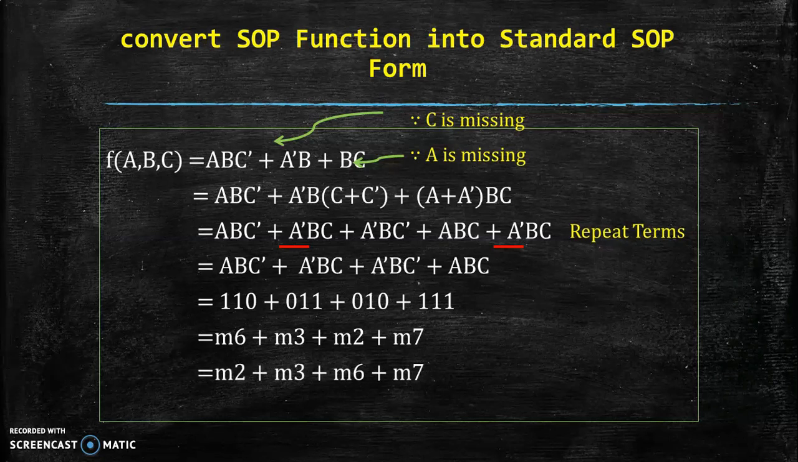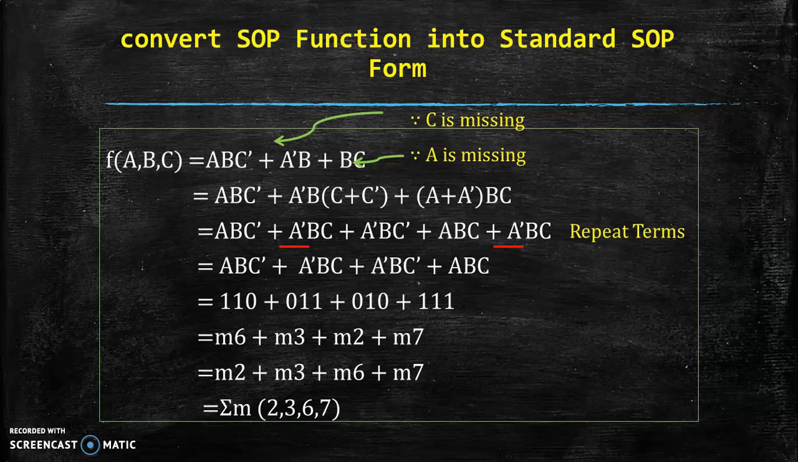We can rearrange the function and write it as m2 plus m3 plus m6 plus m7, and that can be written as summation m. Sigma, we know, is for sum of products, so we call it summation m, small m for min terms, 2, 3, 6, 7.